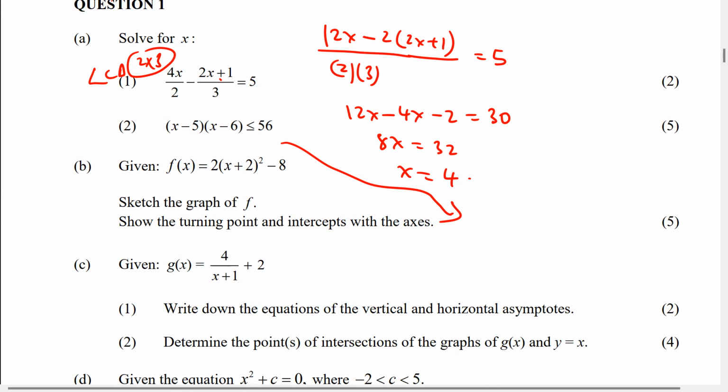I'm done, sir. Okay, thank you. What do you think is the answer? So I got -2 is smaller or equal to x. Oh, -2 is bigger or equal to x? No, yes, -2 is smaller or equal to x, and then x is smaller or equal to 13.